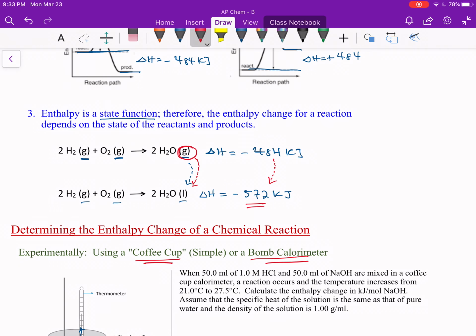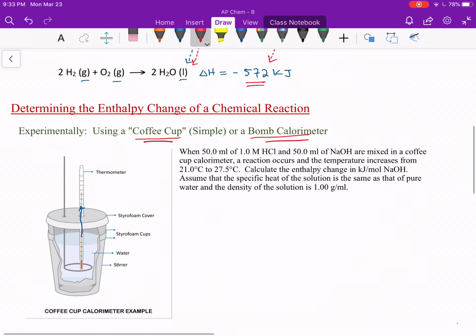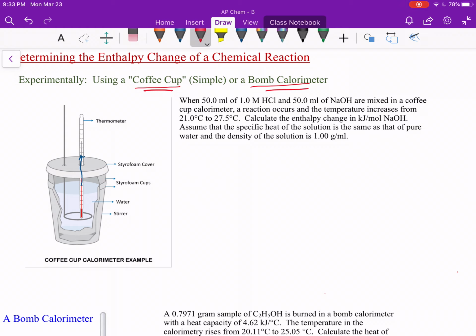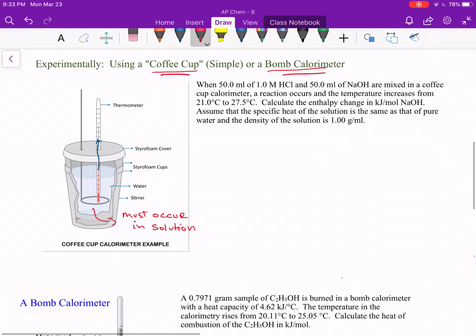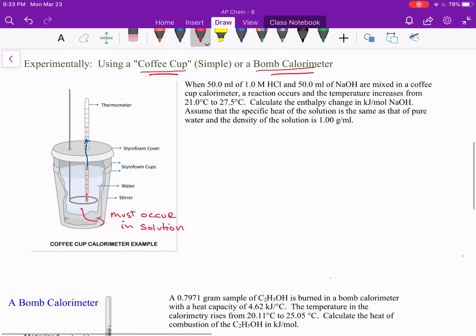The one main difference about the two is that if you're using a coffee cup calorimeter, the reaction must occur in solution. And so whatever chemical reaction we're doing, it has to happen in solution. And when it happens in solution, we're basically recording what happens to that energy, whether it's being taken in or given off. We're recording the temperature of the water here.